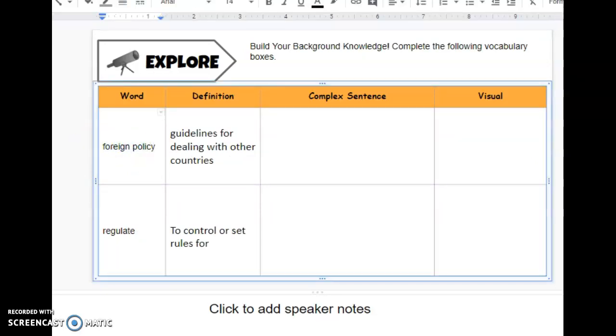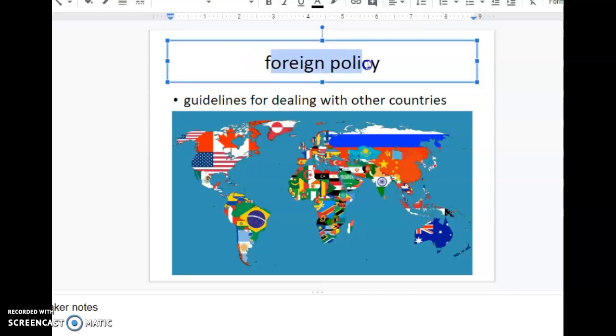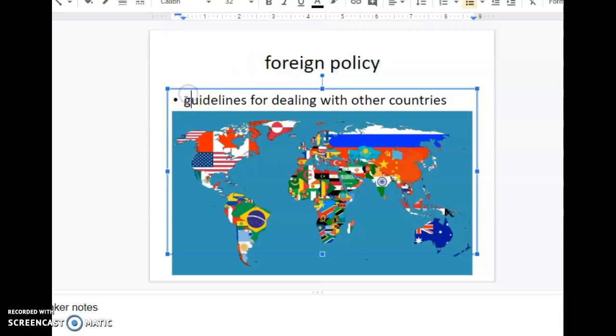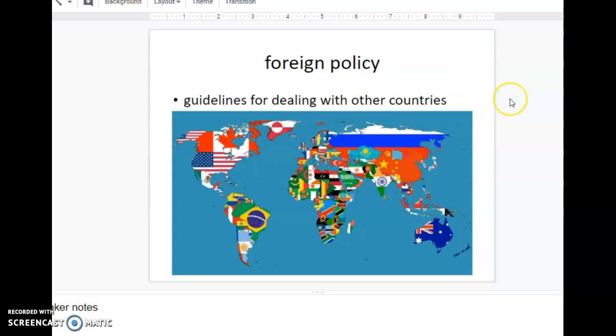So foreign means of another country, and policy is a set of rules or regulations. So put them together, you've got foreign policy. We've got guidelines for dealing with other countries. And the United States may have different guidelines, does have different guidelines for dealing with different countries.